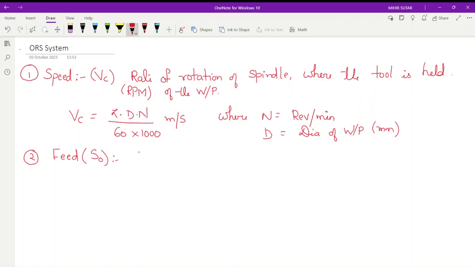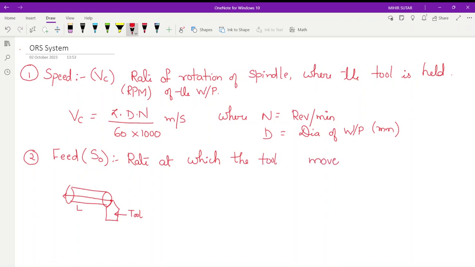So what is feed? The rate at which the tool moves. Initially, here it is the workpiece and here it is the cutting tool. This is the tool. The tool has to travel from this point along this length L. So feed is the rate at which the tool moves into the workpiece. It is always in mm per revolution.